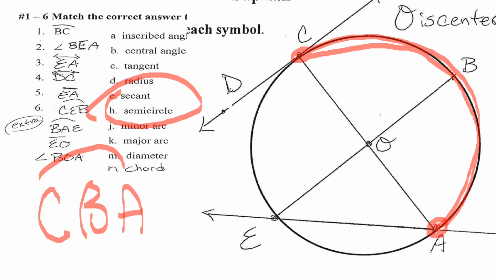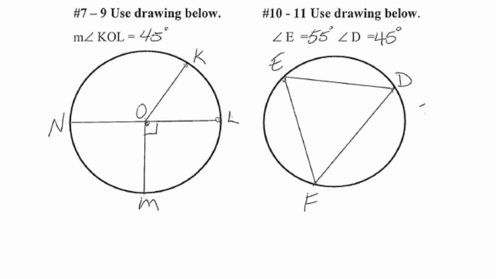Okay. All right. So using the drawing below, you're going to have to fill in your own angle, and then you're going to answer some special questions over to the side about them. So, find my paper. Filling in, notice it says angle, it didn't say the arc. Angle KOL is 45, so 45 in right there. So that's a central angle.